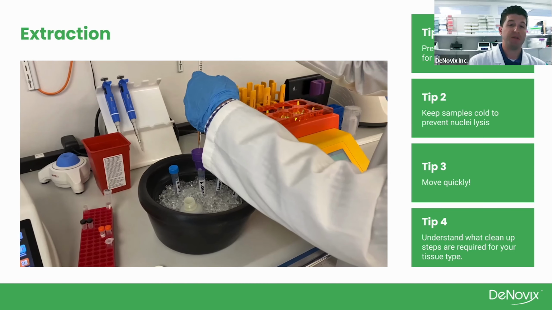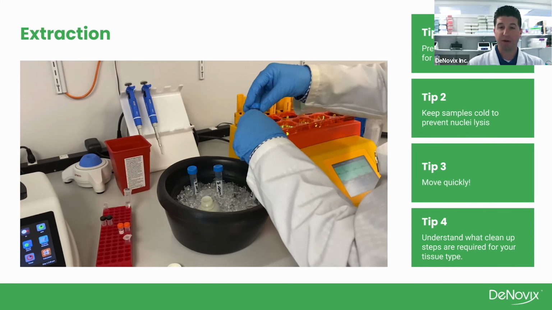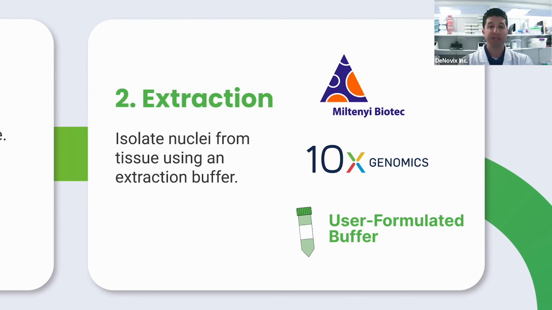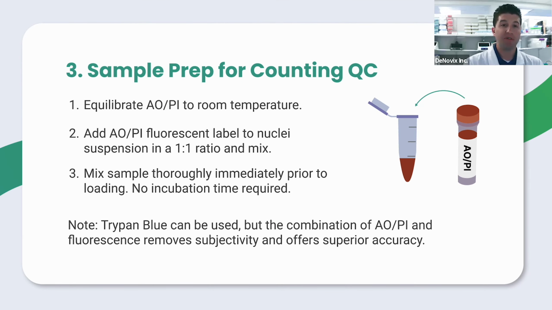So that's just those things you want to consider here. With our extraction tips completed, we will move on to talking about prepping our isolated nuclei sample. So we now have our suspension of nuclei. We want to prep it to count for quality control analysis on the CellDrop.